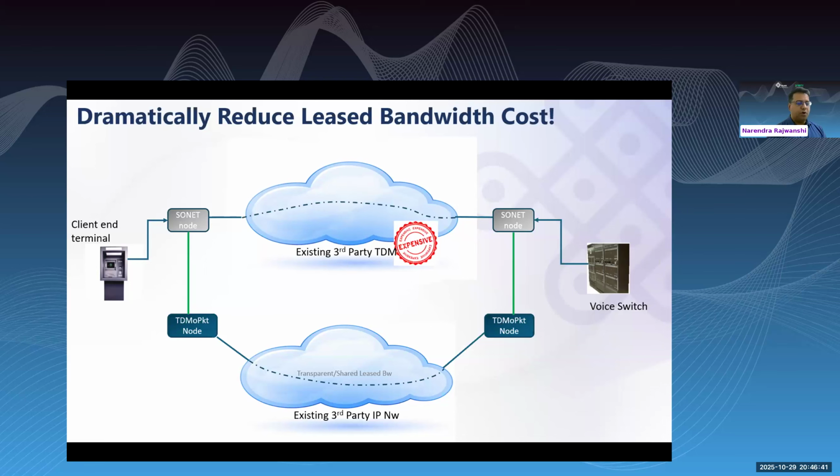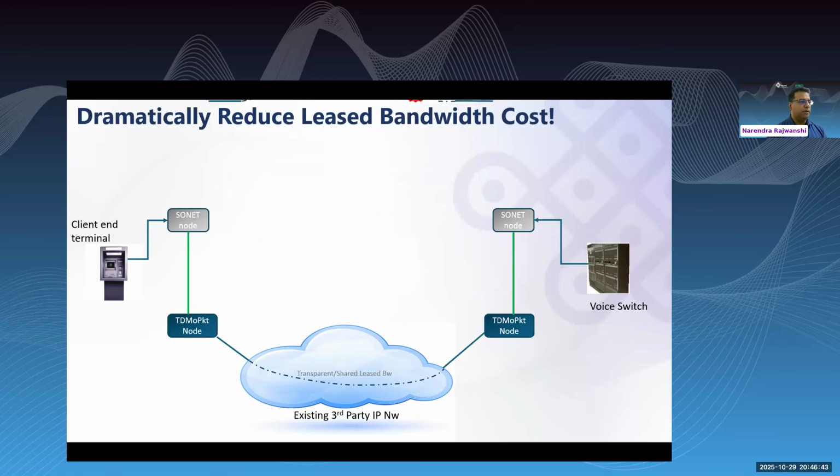And then interconnecting through the SONET nodes and releasing the TDM lease bandwidth. So this immediately reduces your recurring cost of the lease bandwidth. So that is a very neat application to save a lot of money immediately. And eventually the SONET nodes also can be replaced later.